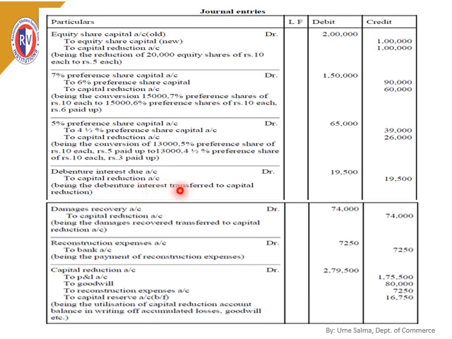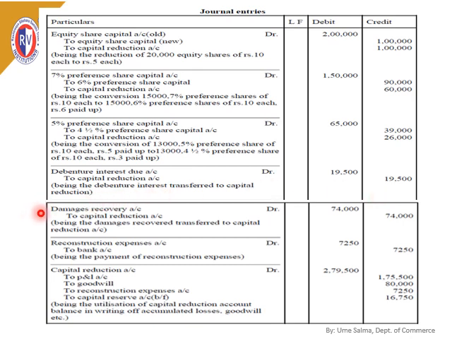So the general entry to be passed: debenture interest due is to be debited, that is the debenture interest due account, 19,500, and it is directly transferred to the capital reduction account. Here the transfer to the capital reduction account is directly 19,500. So now this is waived off.